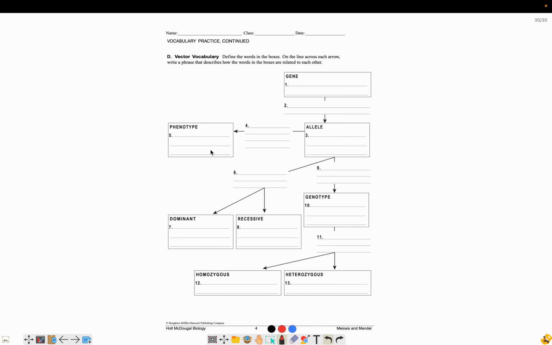All right. So phenotype, the physical characteristics. So you can write alleles. You already have the definition. You can write determine the, and then phenotype. So there is no wrong answer. All you have to do with this vector vocabulary is you have to create relationships between the words. And if you feel like that's too hard, I'm completely fine with you just defining all these words and turn it in like that.